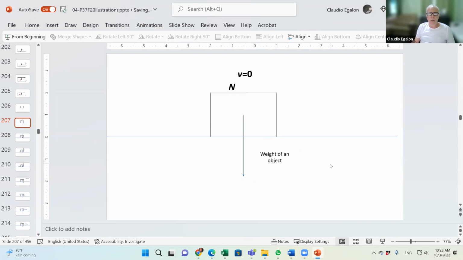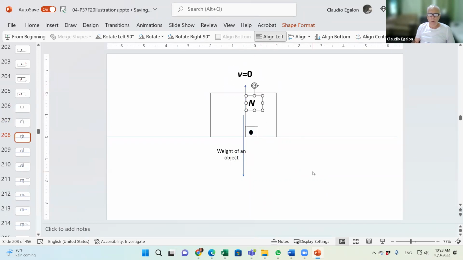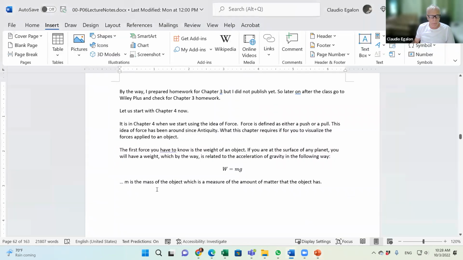But it is not moving because there must be a second force applied to this object. The second force is what we call the normal, a force that the surface applies to the object. Okay? And that's when we come up with Newton's first law. First part, I'm going to even go further than that: first part of the first law, first Newton's law.